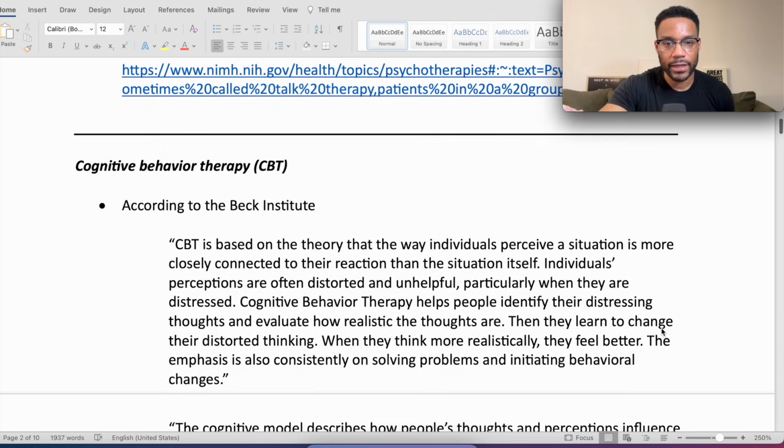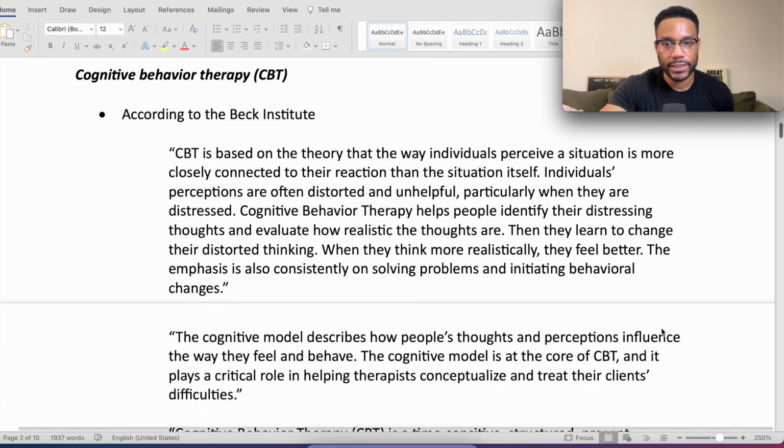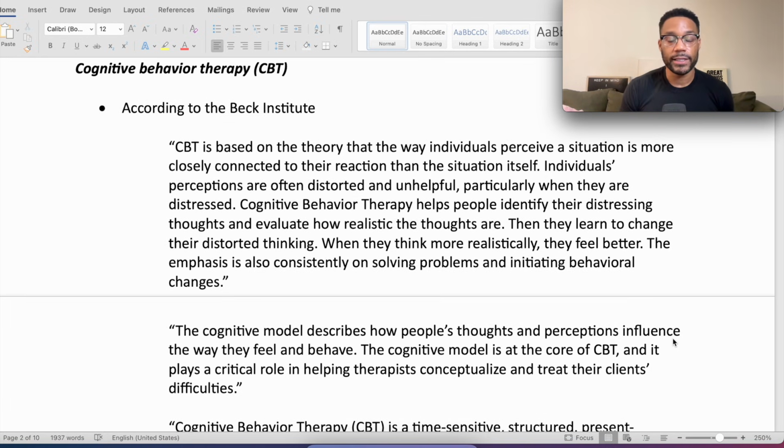Next up, we have cognitive behavior therapy or CBT. According to the Beck Institute, CBT is based on the theory that the way individuals perceive a situation is more closely connected to their reaction than the situation itself. Individuals' perceptions are often distorted and unhelpful, particularly when they are distressed.